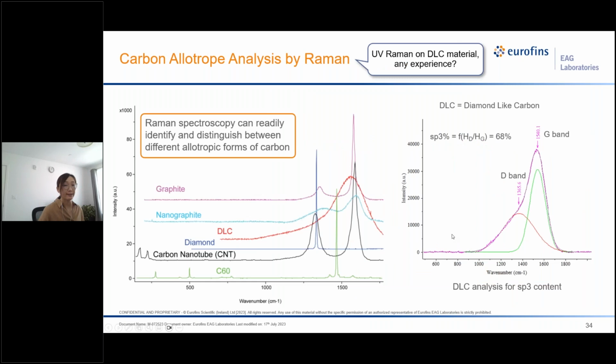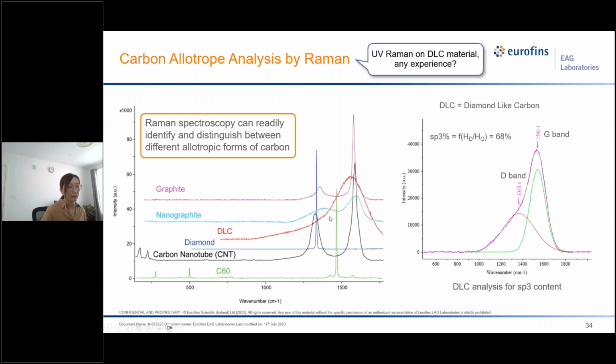Now moving on to case studies that are more specific for Raman. We received a question asking if we have any experience using UV Raman to study DLC materials. The answer is yes. DLC stands for diamond-like carbon. And I want to mention here that Raman is the most powerful technique to characterize and distinguish between different allotropic forms of carbons, including graphite, nanographite, DLC, diamond, carbon nanotubes, as well as C60.